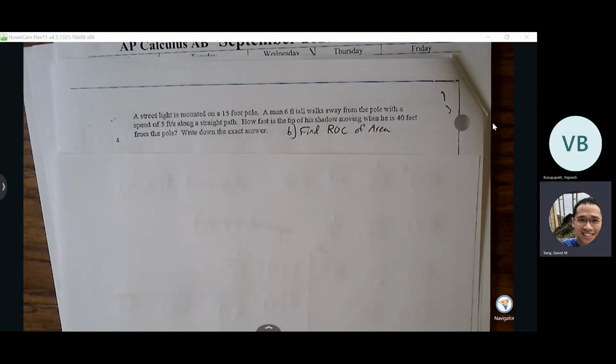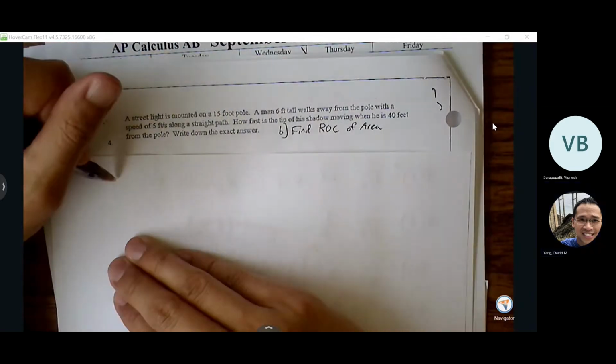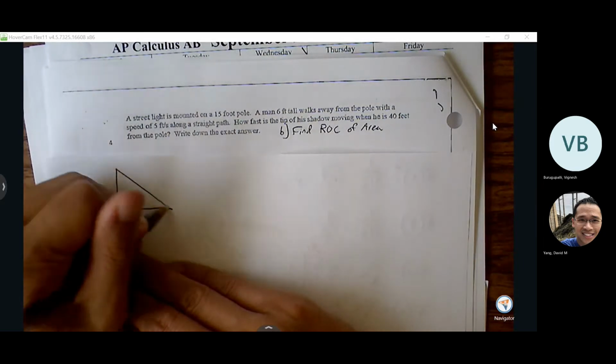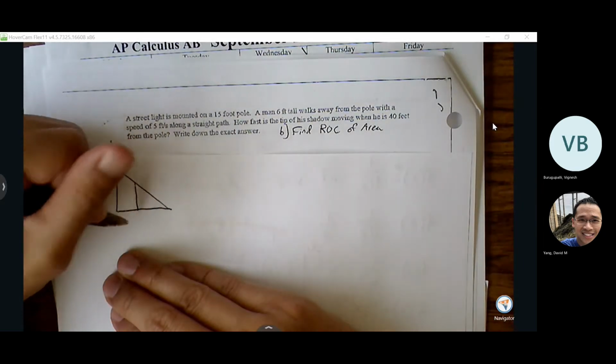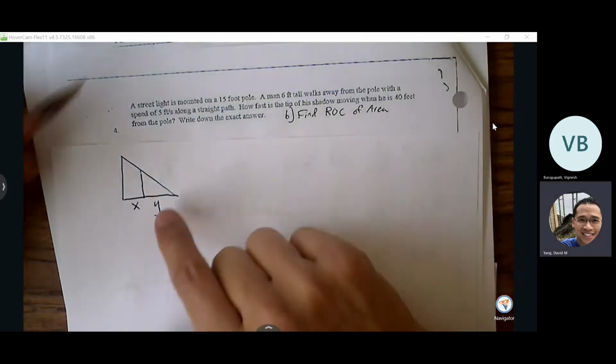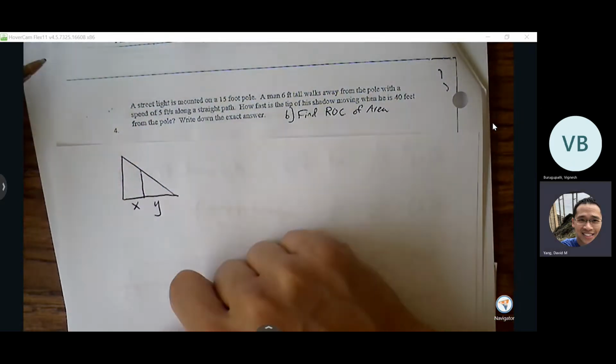Okay, street lamp is mounted on the 15-foot pole. We're always going to set up the same way. It's always a triangle within the triangle. Always looks like this. The only thing different is filling in those vertical components there.